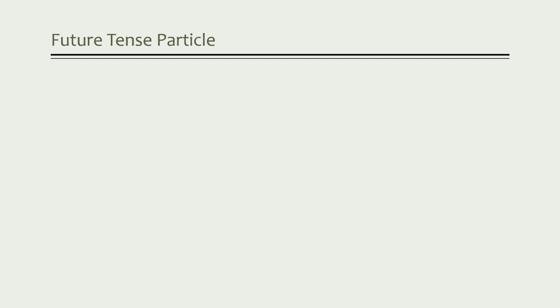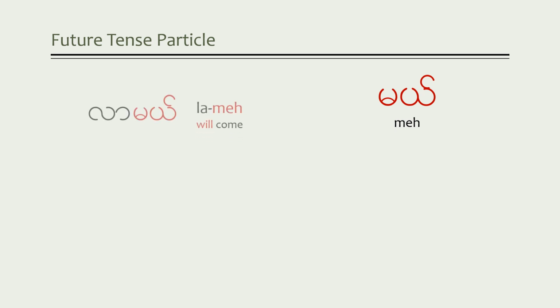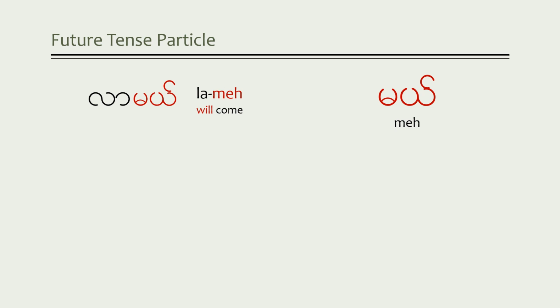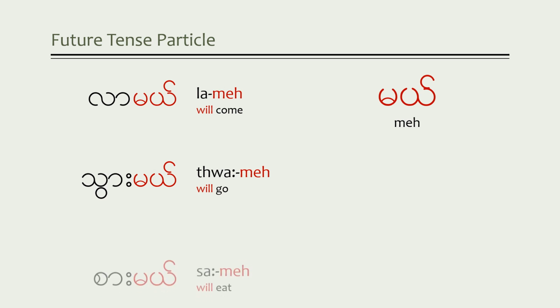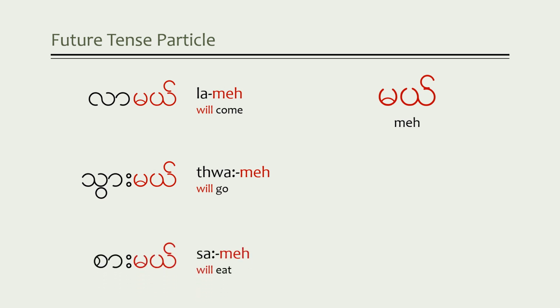Now remember, I said that verb tense is changed by adding different particles to the root verb. For future tense, that particle is me. So using the same words we just discussed, by replacing the final affirmative particle with the future tense particle me, we get la me, will come, or toi me, will go, or sa me, will eat.